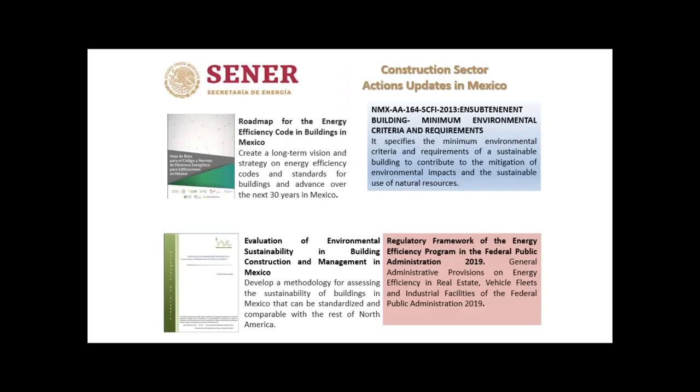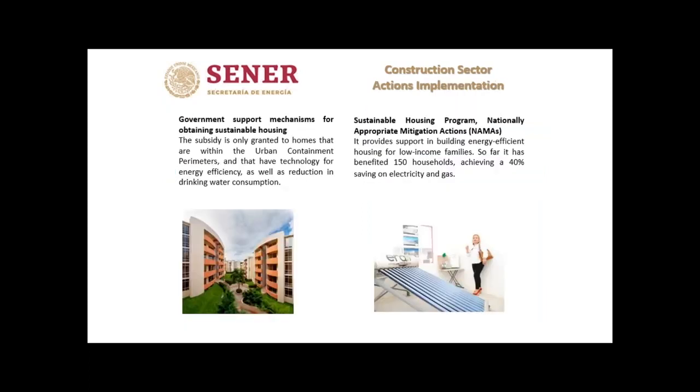The actions that have been taken by the government of Mexico are several. Here we present some of the different things that have been done. For example, we have norms or laws that have been applied, the regulation framework for efficiency programs in the federal public administration. That means that there have been some changes for the construction and buildings for the public facilities. Next.